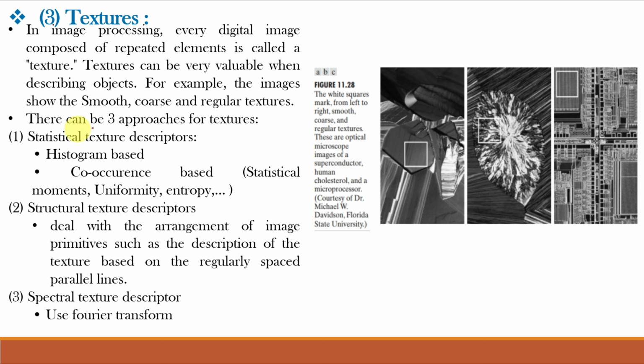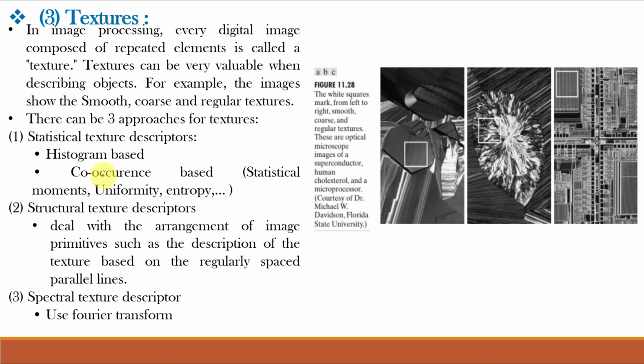So there are three main approaches for describing and analyzing textures in digital images. First one is statistical texture descriptors, in which there is histogram based approach, and this approach involves analyzing the distribution of pixels intensities within the image. The histogram of pixel values can reveal information about the texture's brightness and contrast.